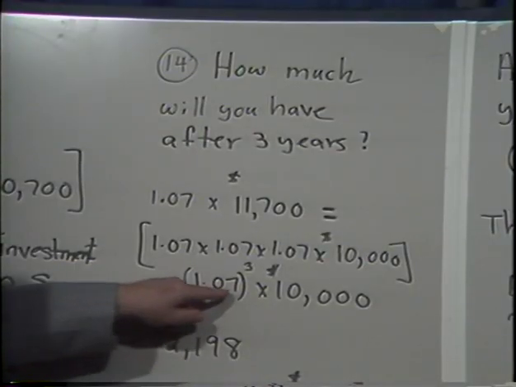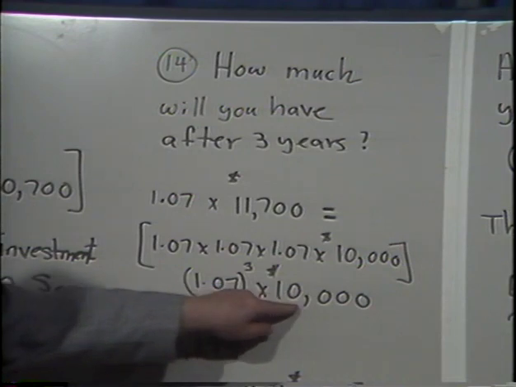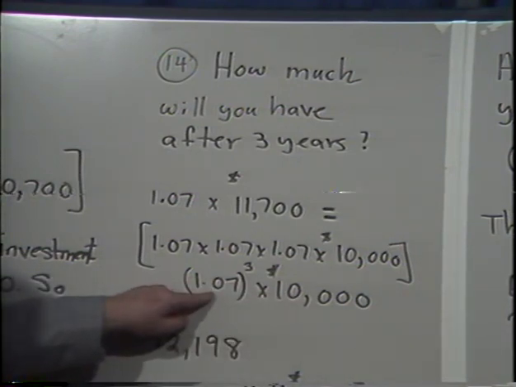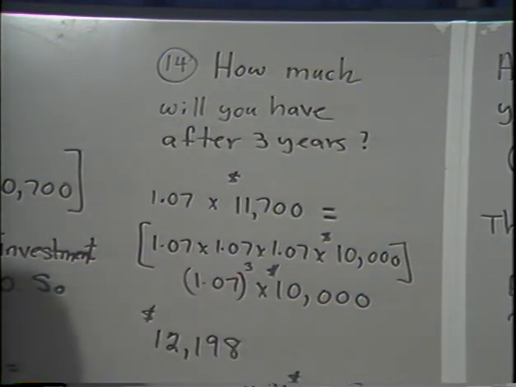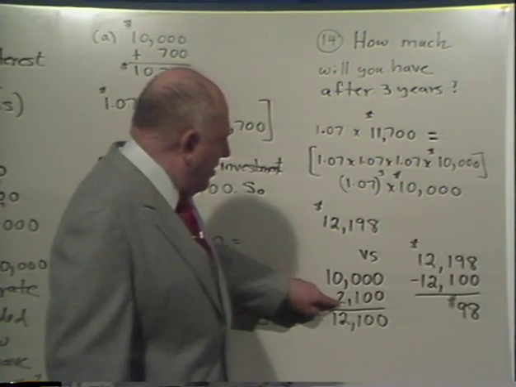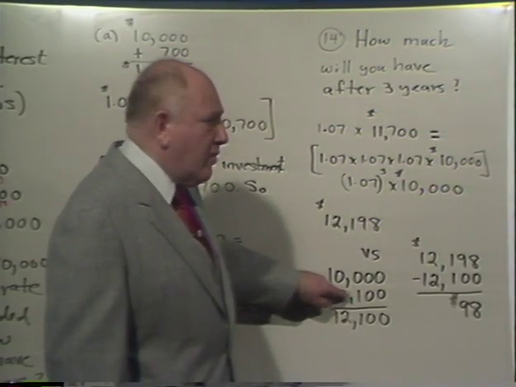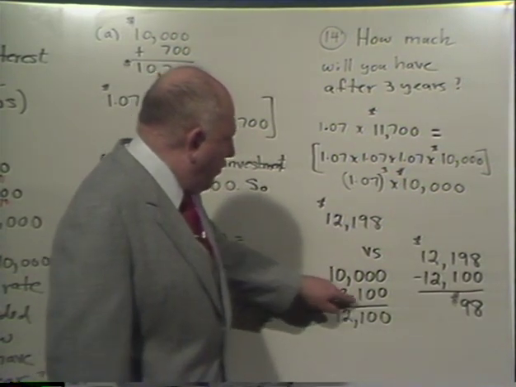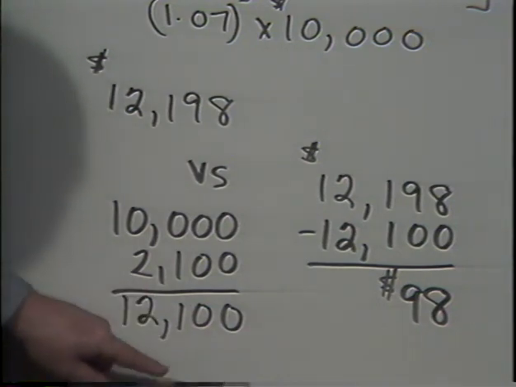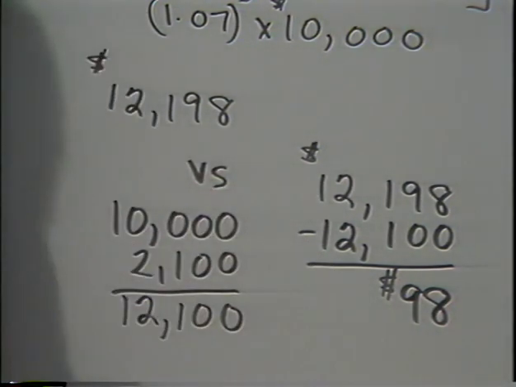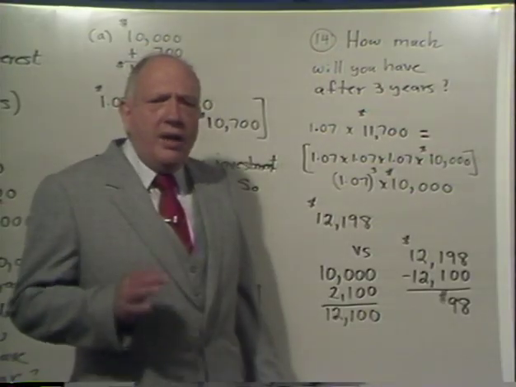But at any rate, how could you do this on your calculator? You just start with the 10,000, you multiply by 1.07, then multiply by 1.07 again, then multiply by 1.07 again. That kitty story keeps coming up, and the answer comes out to be $12,198. Versus, if this had been simple interest, you'd have made $700 for each of the 3 years. That would give you $2,100 in interest. That would give you $12,100, which is what? $98 less than what you made this way. And we can go on and on and on.